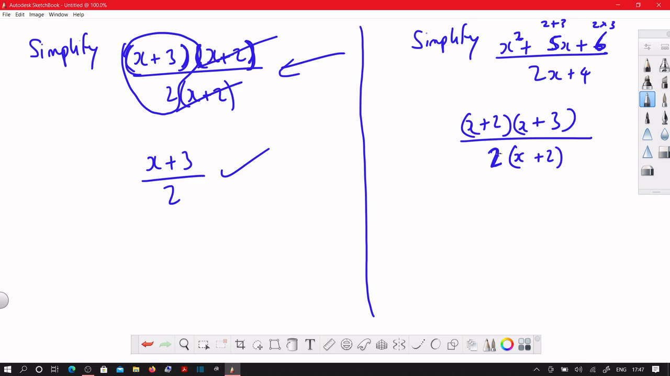There you go. You can check. 2 times x is 2x. 2 times 2 is 4. Right, that works out well.